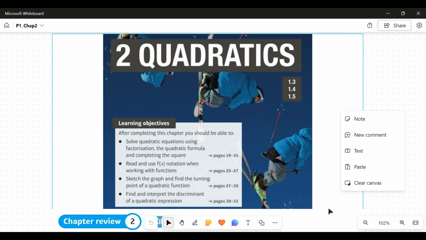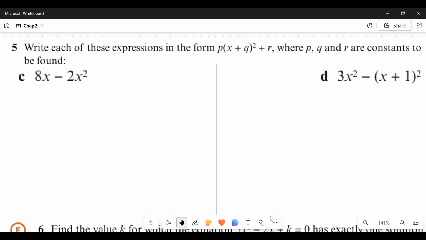Welcome to the third part of chapter review questions on quadratics. We have some questions on completing the square, but before we use the formula of completing the square, for the first question, we'll try to factorize it.